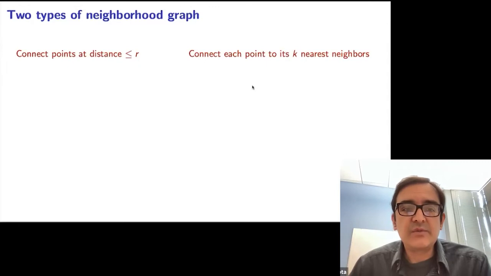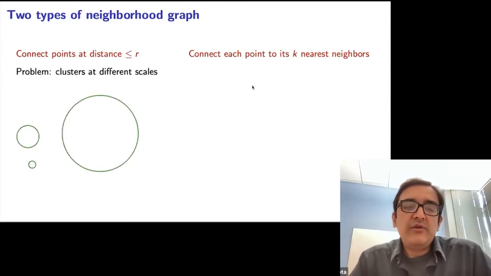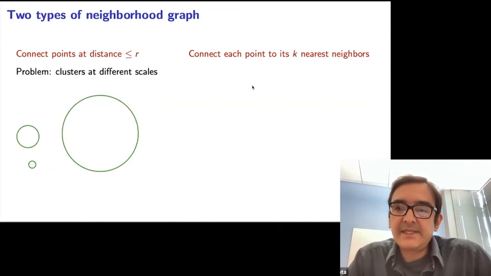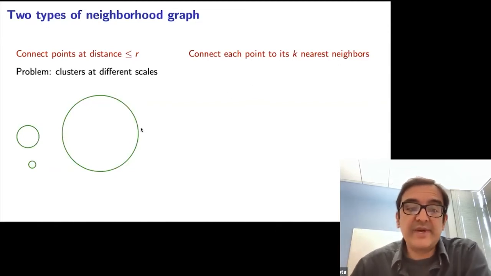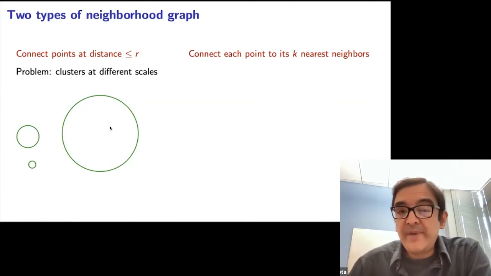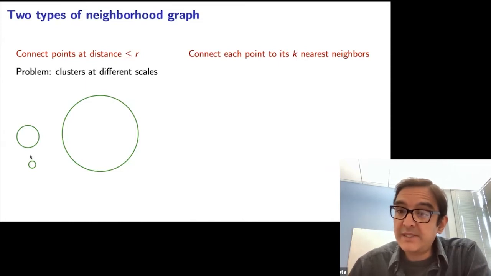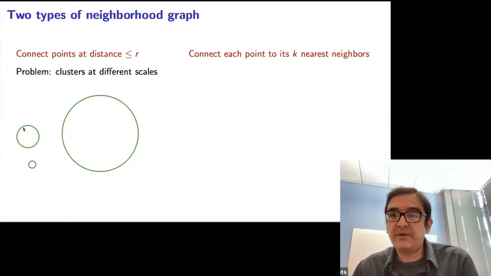So let's look at the first one, okay? When you connect points at a certain distance, this runs into trouble when there are clusters at multiple scales. If you have a situation like this, if you pick R to be small, you will correctly join up all points in the small cluster and maybe in the medium cluster, but in this large cluster, you might get no edges. But if you pick R large enough to deal with the large cluster, then it'll end up merging the two smaller ones. So no matter what value of R you pick, you're in trouble, okay?